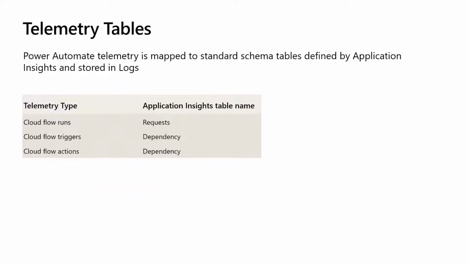The Power Automate Telemetry is pretty simple. It is mapped to two standard schema tables in App Insights. Cloud flow runs are sitting in a requests table, and the cloud flow triggers and actions are sitting in the dependencies table. There are some custom properties which are specific to Power Automate Telemetry. It's important to understand these properties as we will be using them to filter our charts and custom queries. On the screen, we have custom properties for flow runs, actions, and triggers.